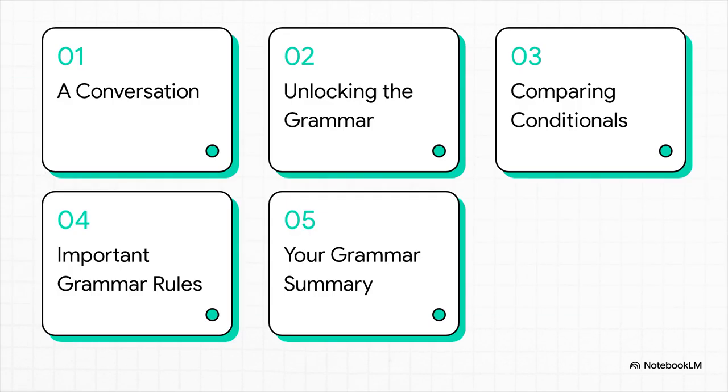Okay, so here's our game plan. We'll start by listening to a quick conversation. Then we'll unlock the grammar behind it. After that, we'll compare the different types. I'll point out 2 really important rules to remember, and we'll finish up with a nice, simple summary.